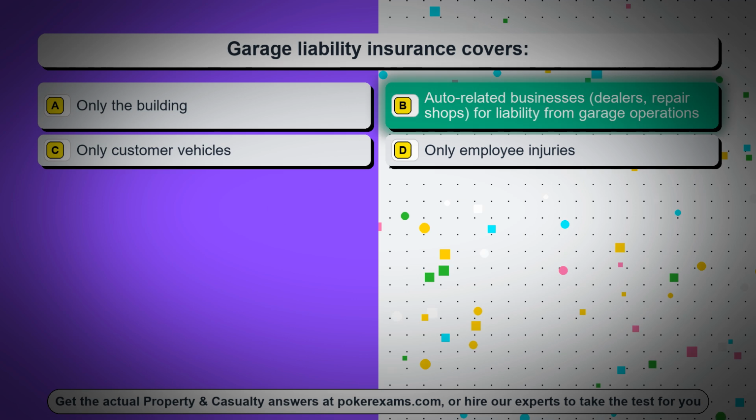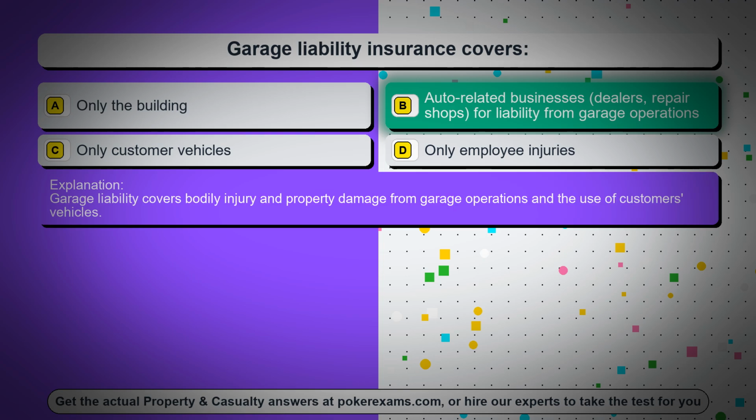The correct answer is option B, auto-related businesses, dealers, repair shops, for liability from garage operations. Garage liability covers bodily injury and property damage from garage operations and the use of customers' vehicles.